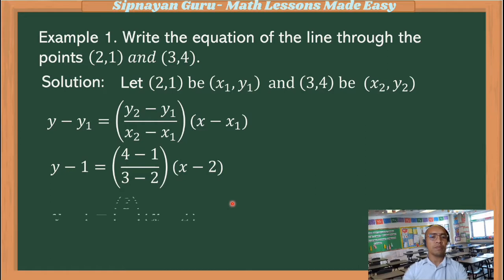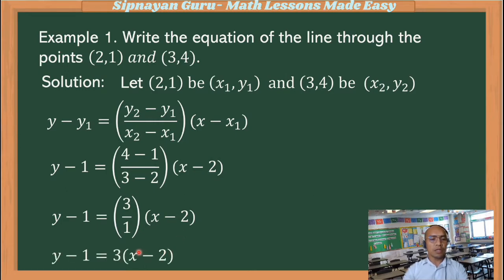Simplify. So we just copy y minus 1. 4 minus 1 is 3. 3 minus 2 is 1. We just copy x minus 2. So further simplification, just copy y minus 1. Then 3 divided by 1 is 3. We just copy x minus 2. Then distribute. So y minus 1, we just copy. Then 3 times x is 3x. 3 times negative 2 is negative 6.